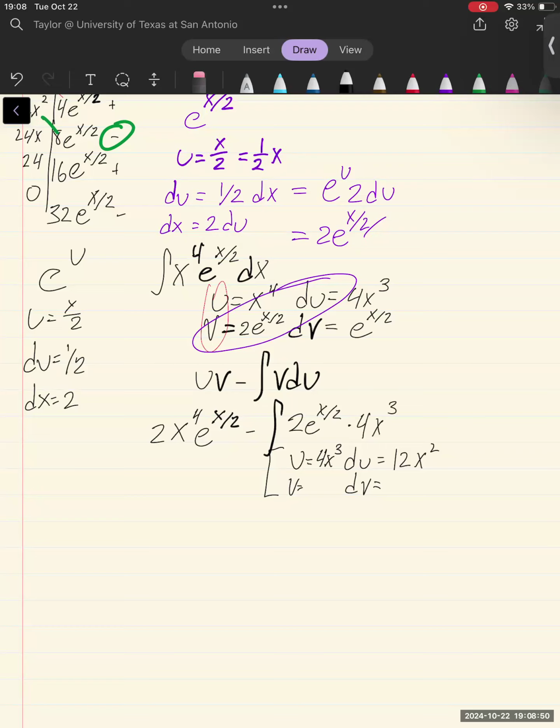Quick question. Go for it. I see that you put the v as 2e to the x over 2. Wouldn't the v be e to the x over 2, and then the dv would be 2e to the x over 2? No, because this is our integration term. We're going to take the integral of dv. The integral of dv is v. Does that make sense?